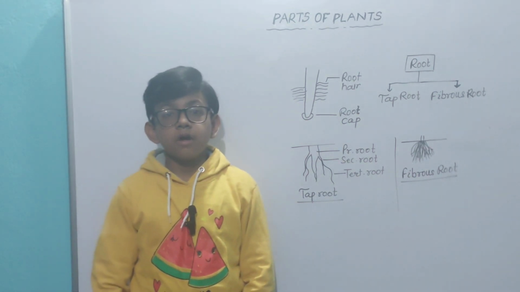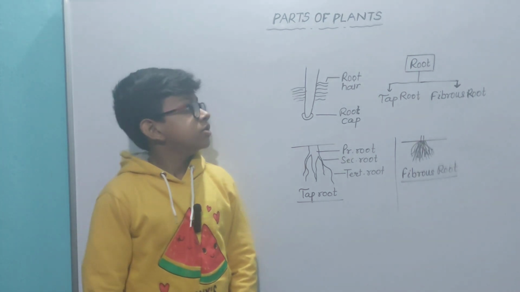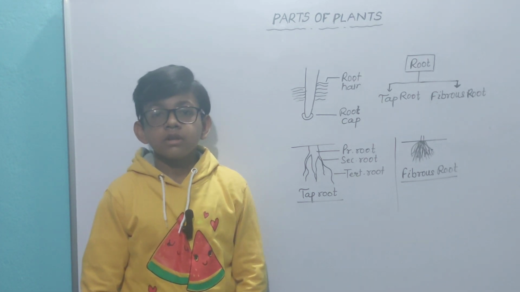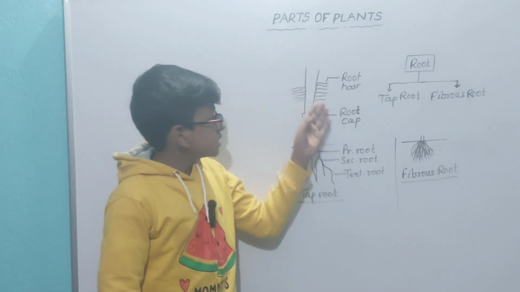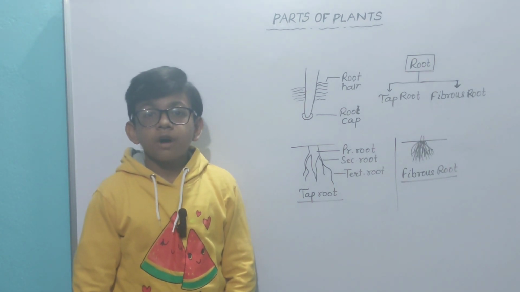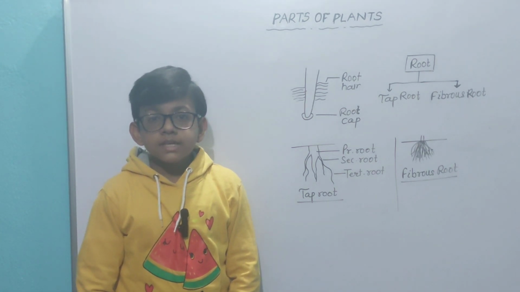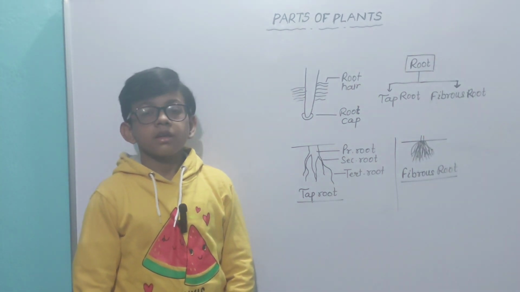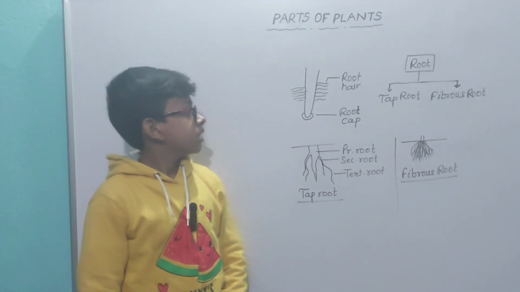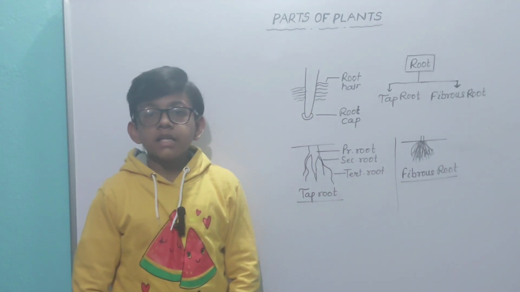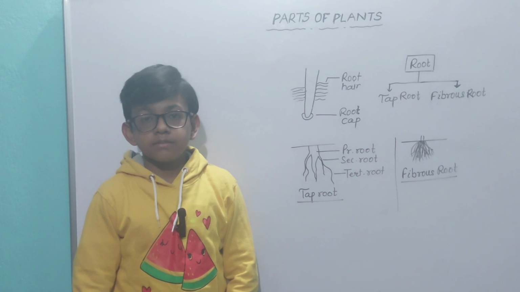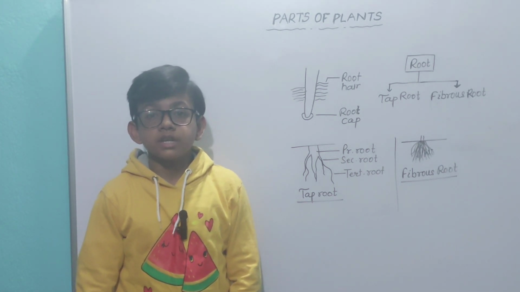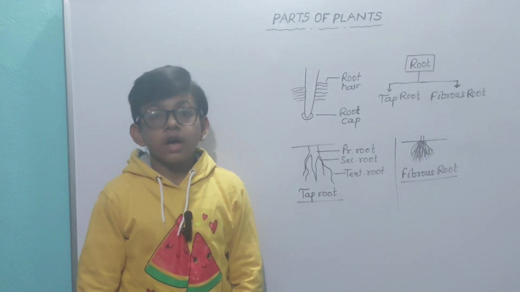Now, let's know about some functions of roots. First, root hairs absorb water and minerals from soil and pass them through roots and stem to reach leaves. Second, roots anchor the plant in the soil. And third, roots hold the soil particles together, which helps in preventing soil erosion.